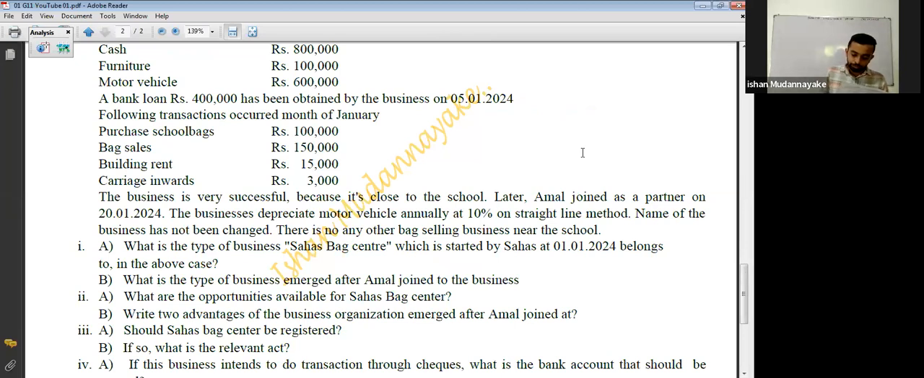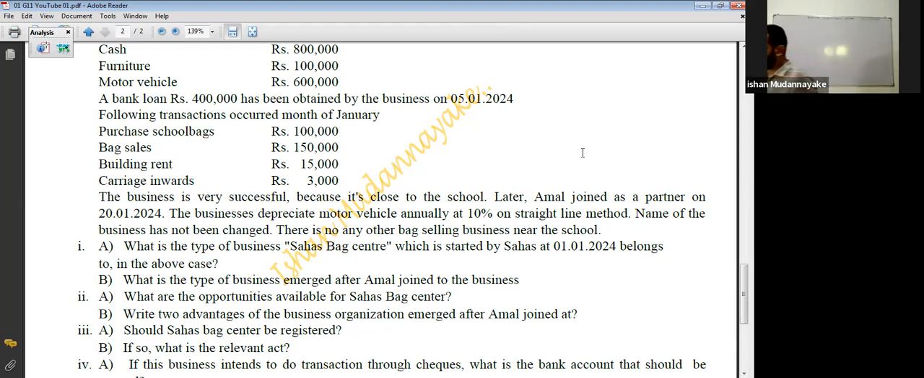Later, Amal joined as a partner on 20th January 2024. The business depreciates the motor vehicle annually at 10% on the straight line method. The name of the business has not been changed. There is no other bag selling business near the school. This is the given case.